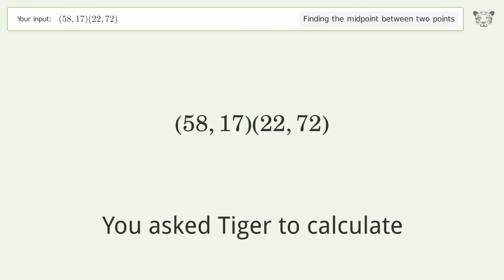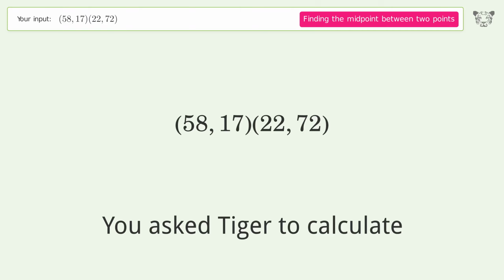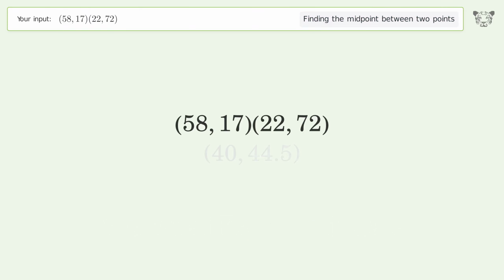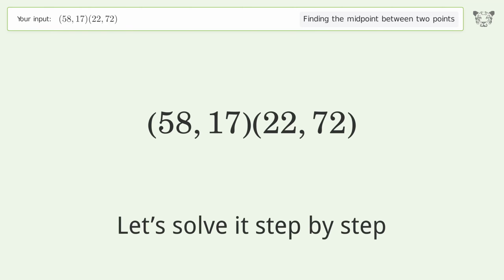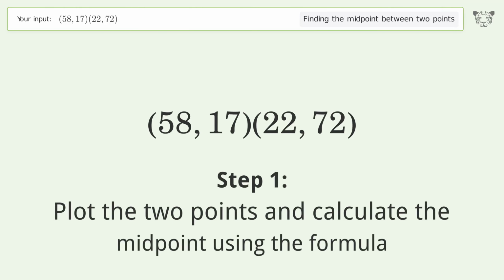You ask Tiger to calculate. This deals with finding the midpoint between 2 points. The midpoint between the 2 points is 40, 44.5. Let's solve it step by step. Plot the 2 points and calculate the midpoint using the formula.